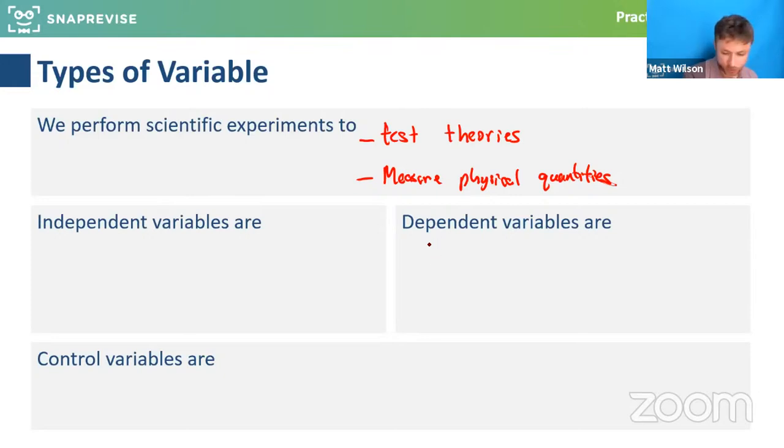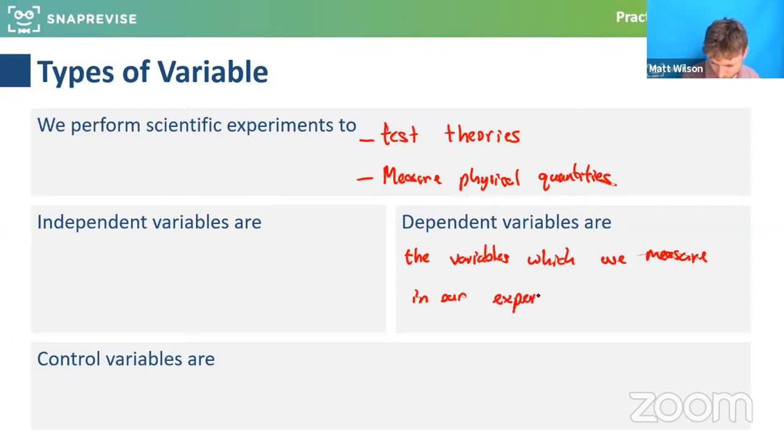The dependent variables are the variables which we measure in our experiment. There's another type of variable we care about in experiments, and these are the independent variables. So there are the things that we're going to measure. Those things are actually going to depend on the things we call independent variables.